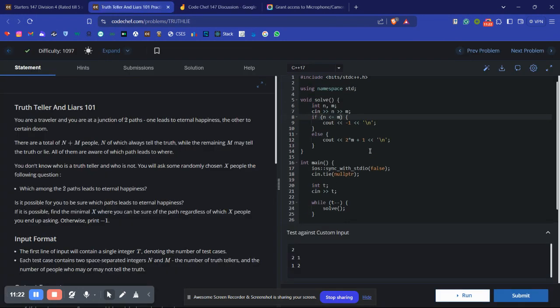Here's the code for the solution. If n is less than or equal to m, we can't predict. If n is greater than m, we take 1 plus twice the size of the false group.